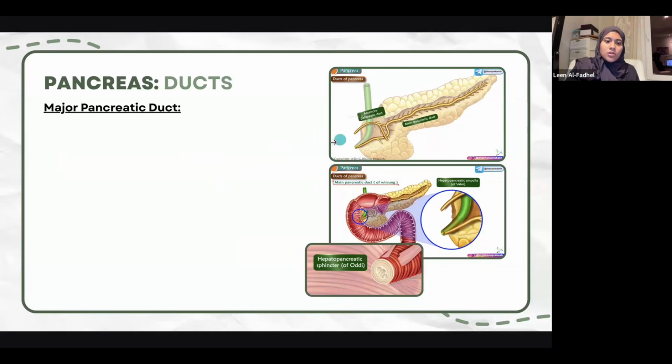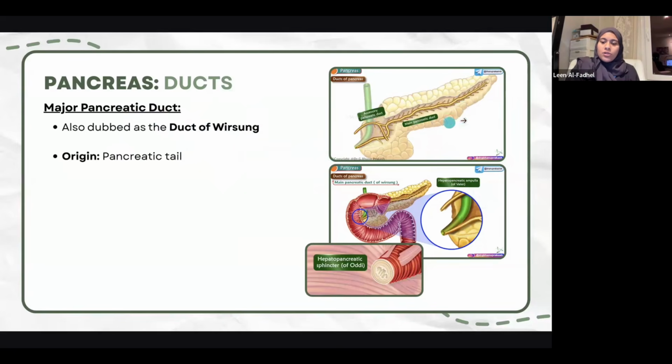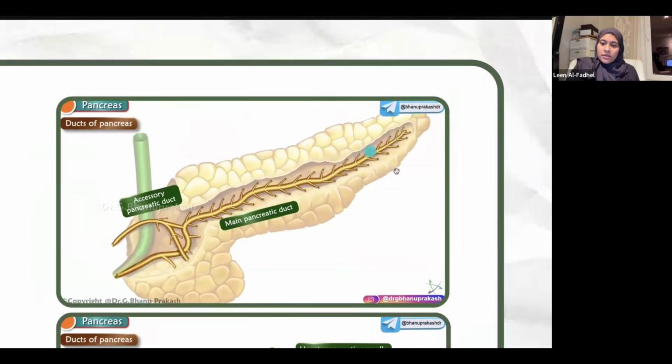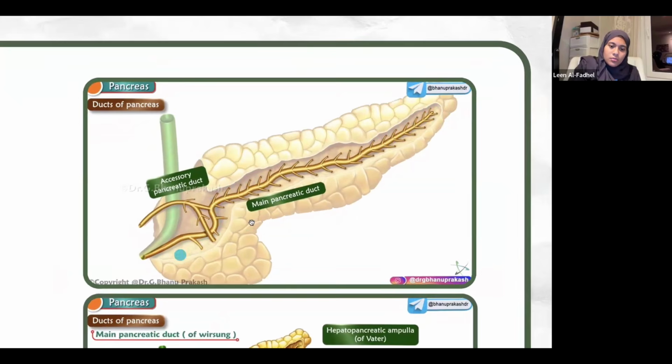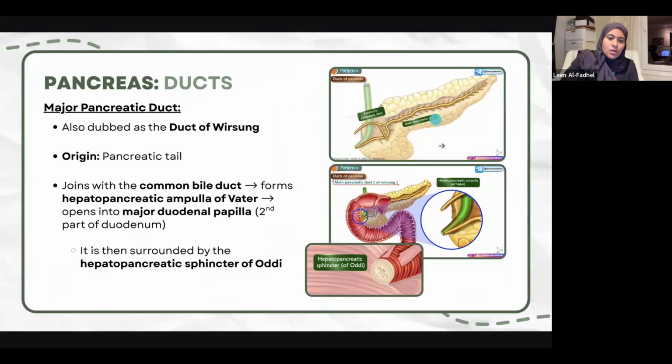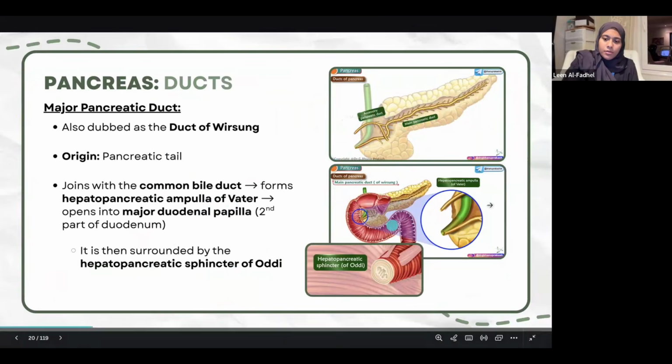The first one is the major pancreatic duct, which is also dubbed the duct of Wirsung. It originates from the pancreatic tail. So it starts off from the pancreatic tail and goes all the way down. Okay, and it basically joins with the common bile duct to create this entire pathway.